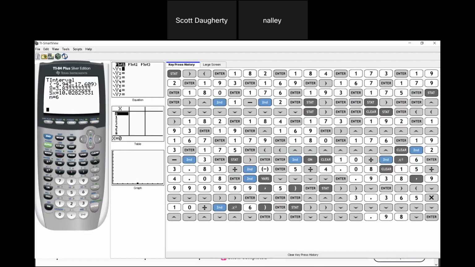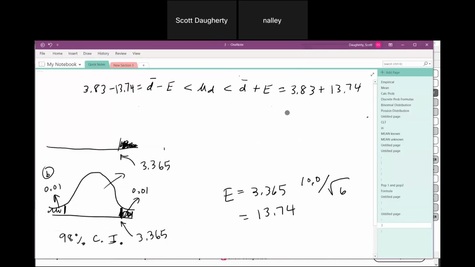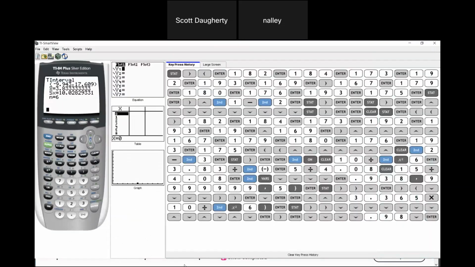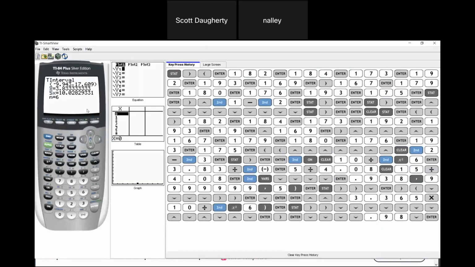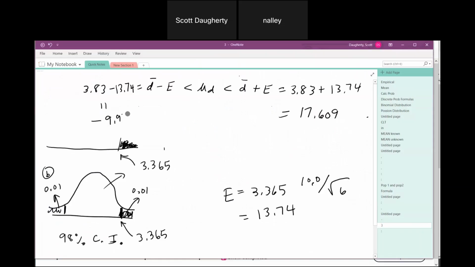And this is what you get for the low number, this is what you get for the high number. You could type those into your calculator, you should get the same answer. So the high number is 17.609, and the low number is negative 9.943. That's what you should get when you type those in, right?